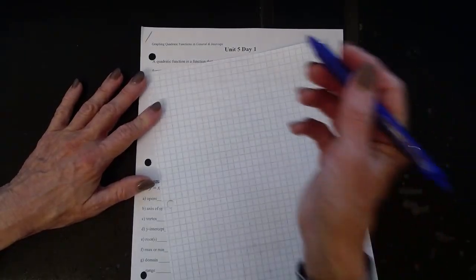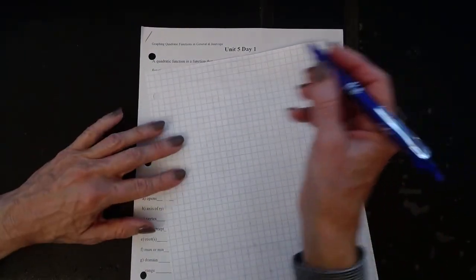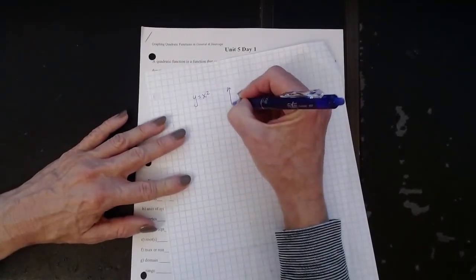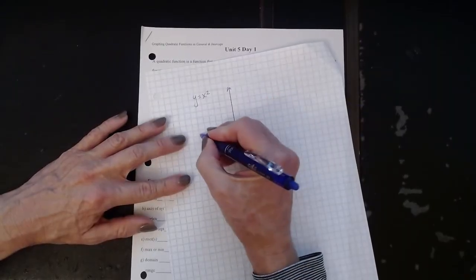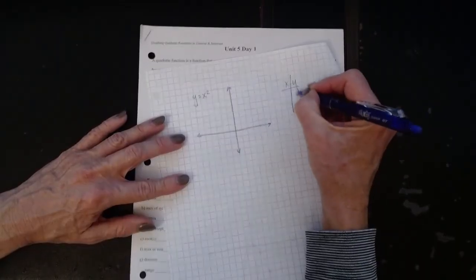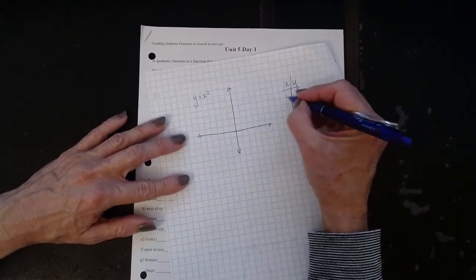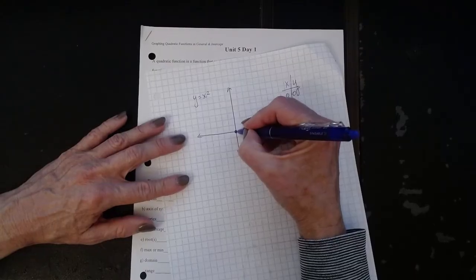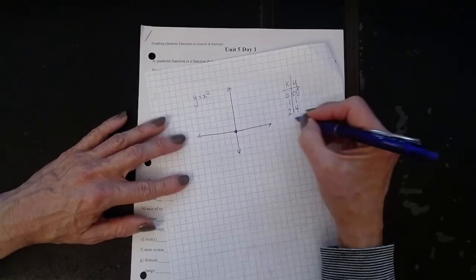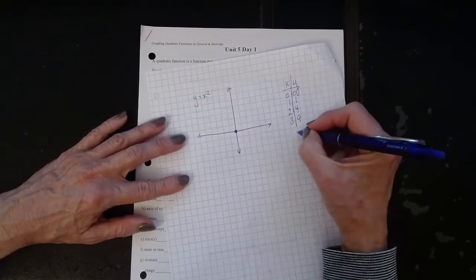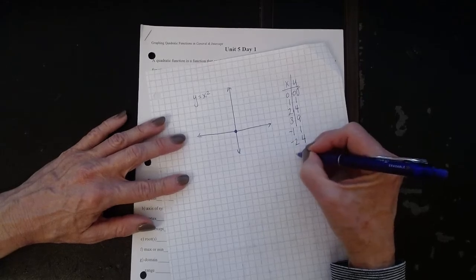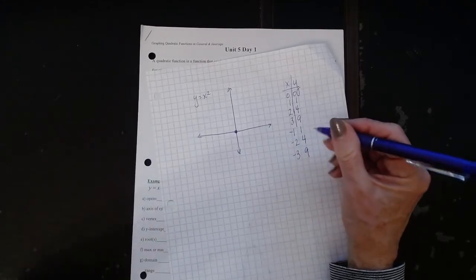Okay, today we're going to start with a review of what a parabola graph looks like. If I gave you the parent function y equals x squared and drew my x and y axis and my x and y table, if I plug in 0, 0 squared is 0, so I'd have the point 0, 0. 1 squared is 1, 2 squared is 4, 3 squared is 9. Negative 1 squared is 1, negative 2 squared is 4, negative 3 squared is 9.